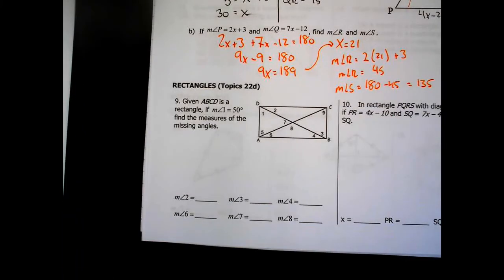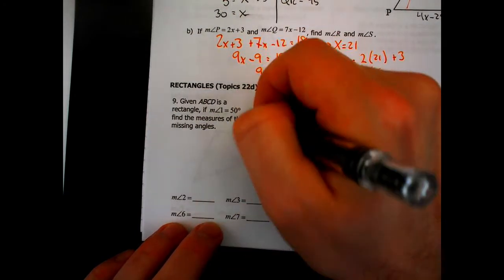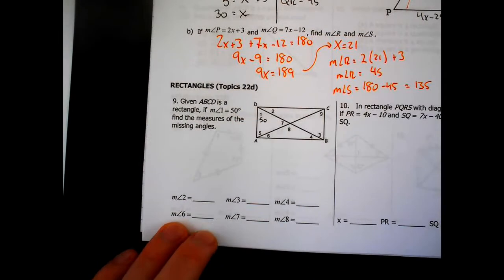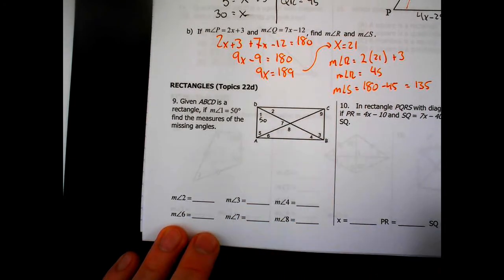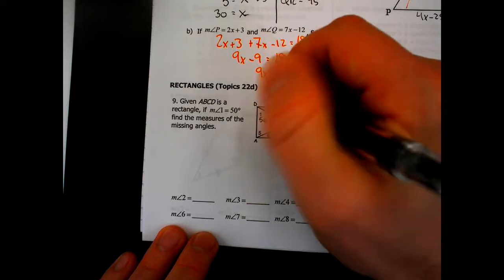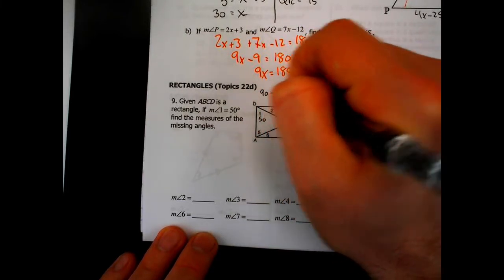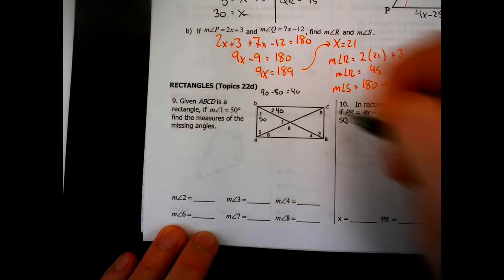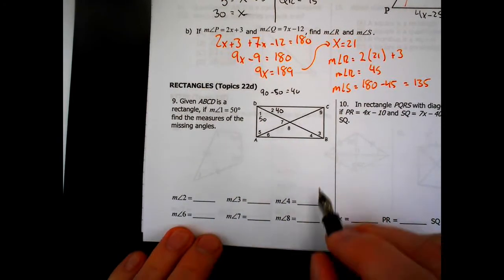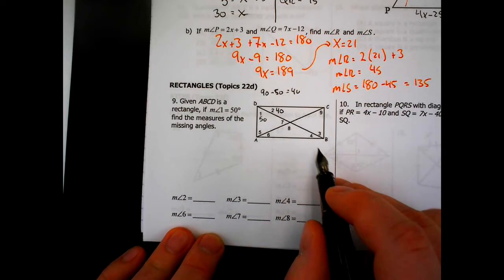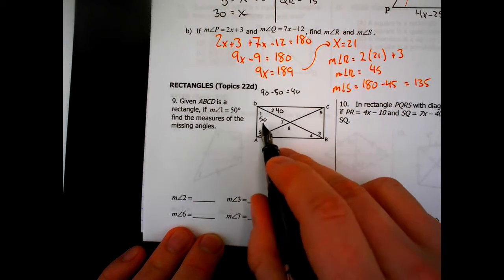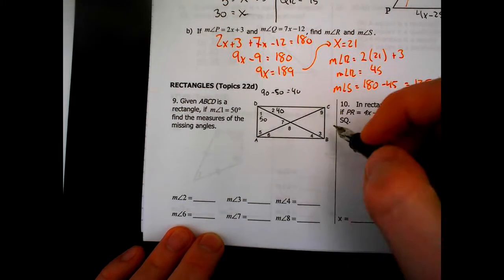Number 9. Given ABCD is a rectangle, if the measure of angle 1 is 50 degrees, find the measure of the missing angles. All right, in my diagram, this is angle 1, 50. Because it's a rectangle, I know that every single one of the interior angles all have to be 90 degrees. So if this side is 50, then the other side must be 40. From here, I can use the fact that the rectangle is also a parallelogram, which means these two sides are parallel and these two sides are parallel, with alternate interior angles, and just take this 50 and 40 and put it in every single other interior angle.